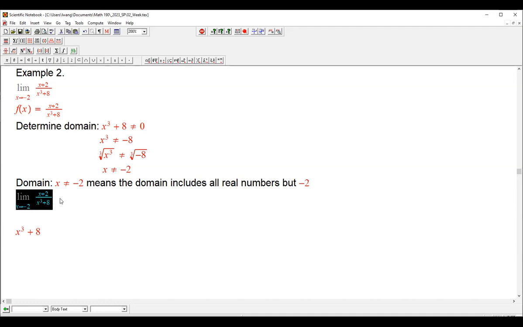Okay, so let me remove this one first. Okay, and look at this, the possibility of factoring. X raised to the power 3 is equal to x raised to the power 3 plus 2 to the power 3. There's a factoring formula. You can look it up.